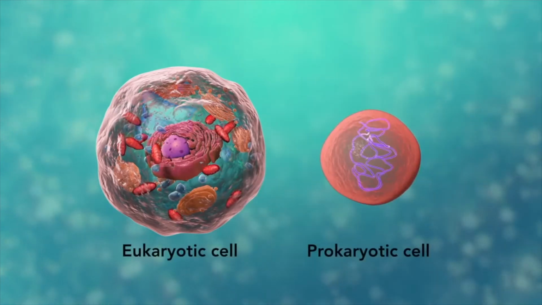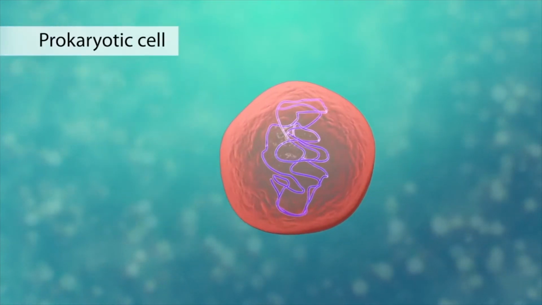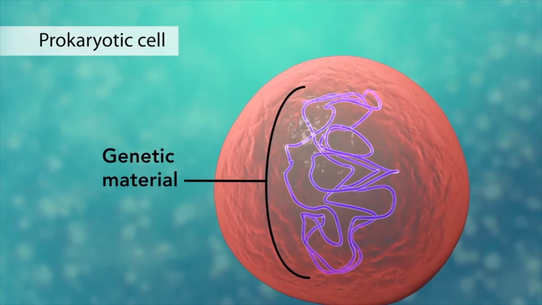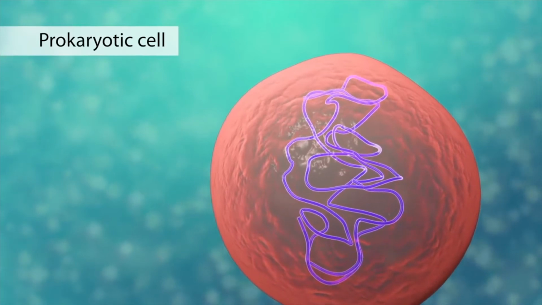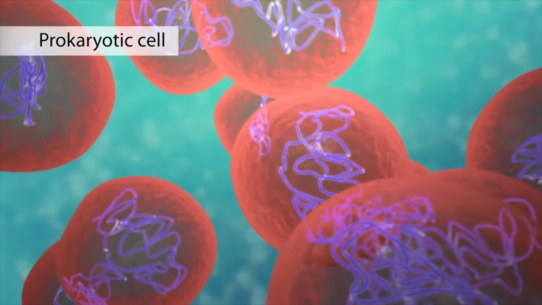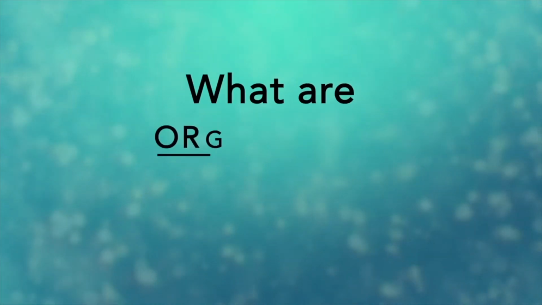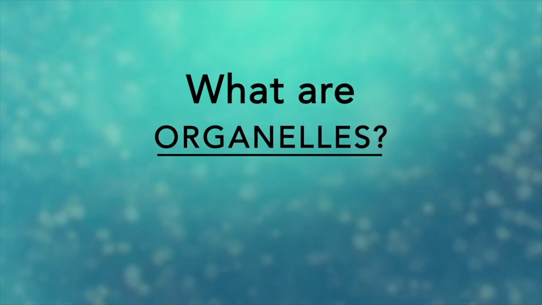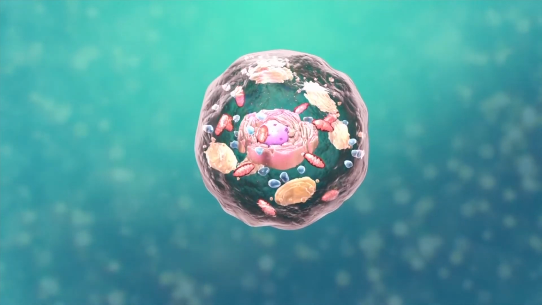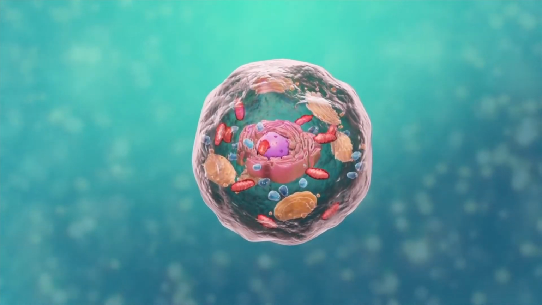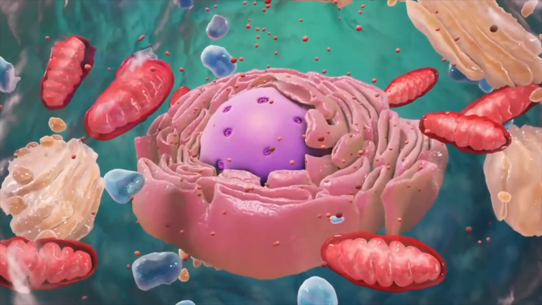The second category is prokaryotic cells. They don't have a nucleus or membrane-enclosed organelles. They do have genetic material, but it's not contained within a nucleus. Prokaryotic cells are always one-celled or unicellular organisms, such as bacteria. So, what are organelles? Organelle means little organ. Organelles are the specialized parts of a cell that have unique jobs to perform. Let's start with the nucleus, the control center of the cell.